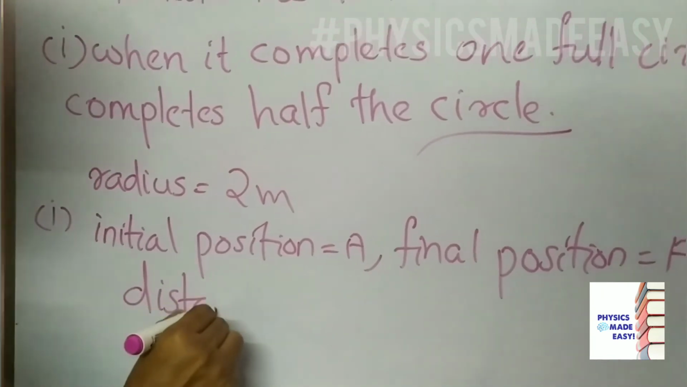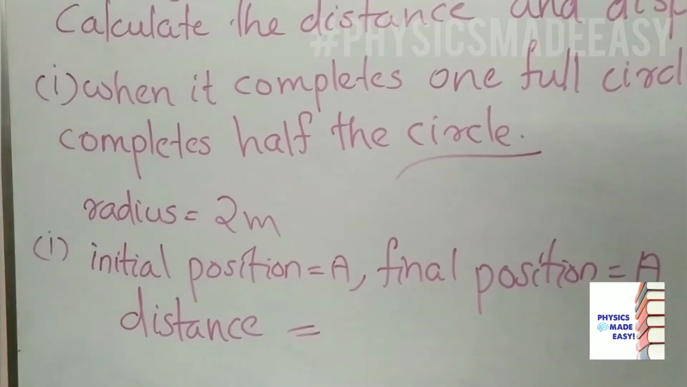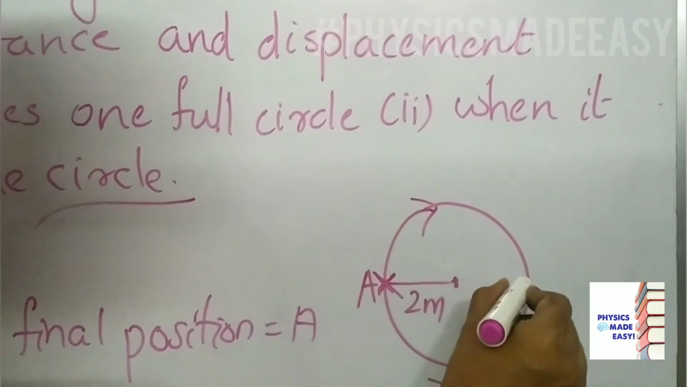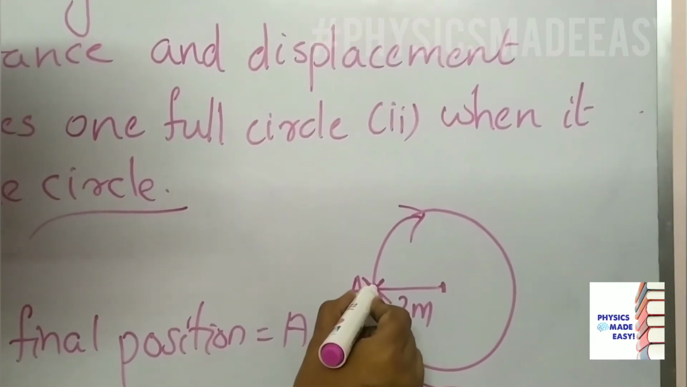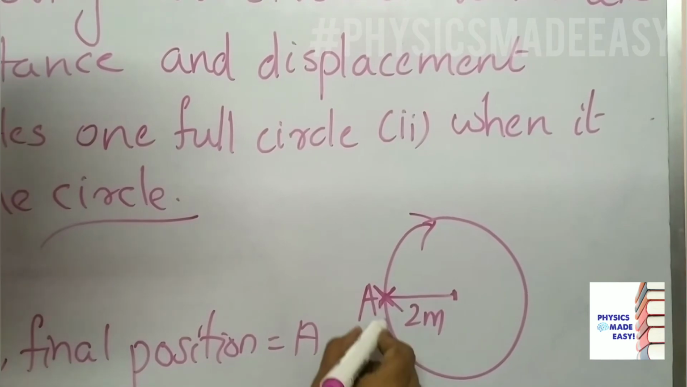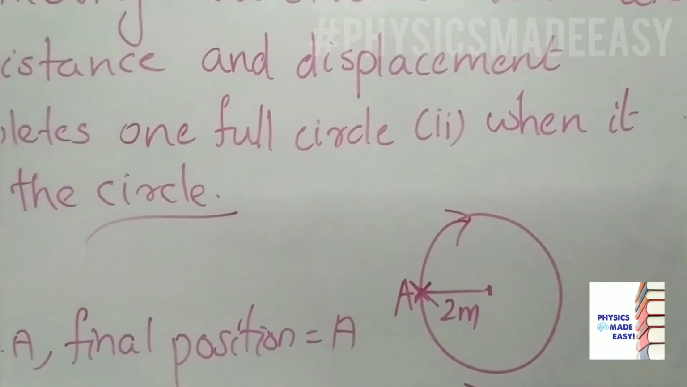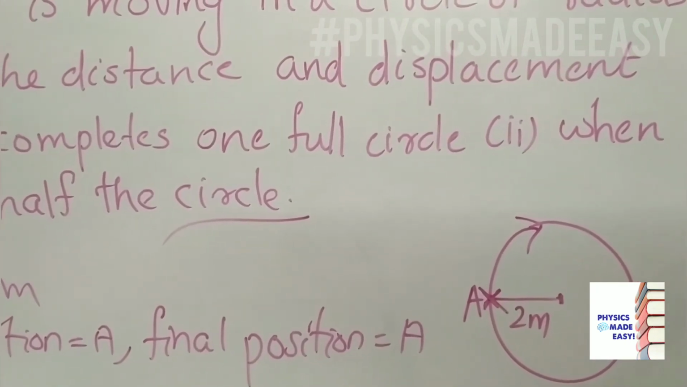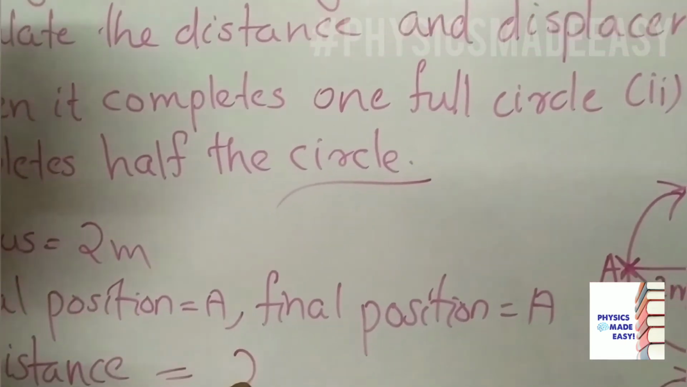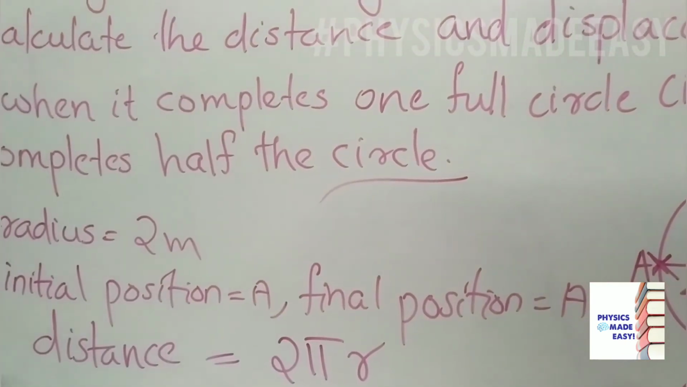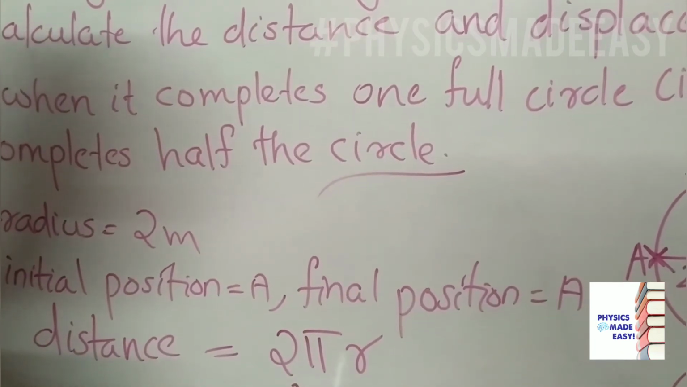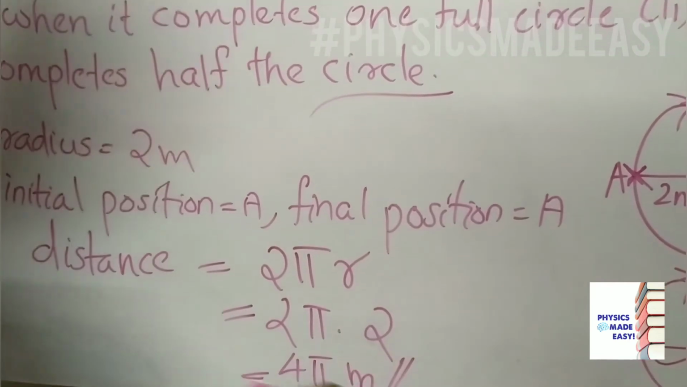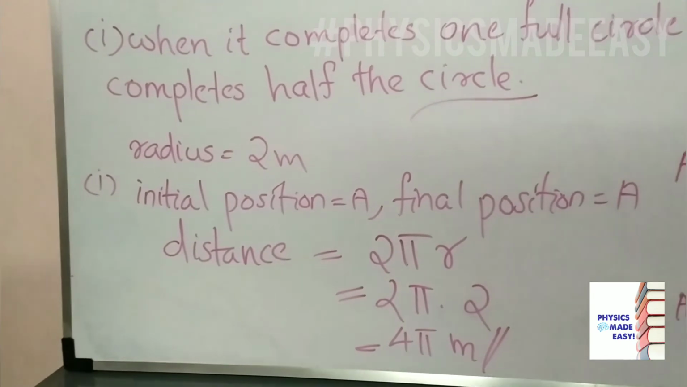What about the distance? Here you can see the distance traveled by that object, distance covered by that object. You can see here that is starting from A and coming back to the same point through a circular path. Here it is completing a circle. Then what about the distance traveled? Here the circumference of the circle gives you distance traveled. What is that equation for finding circumference? That is 2 pi r. So here you can substitute the values, 2 pi into 2. You will get 4 pi meters. That is the distance traveled by that object.